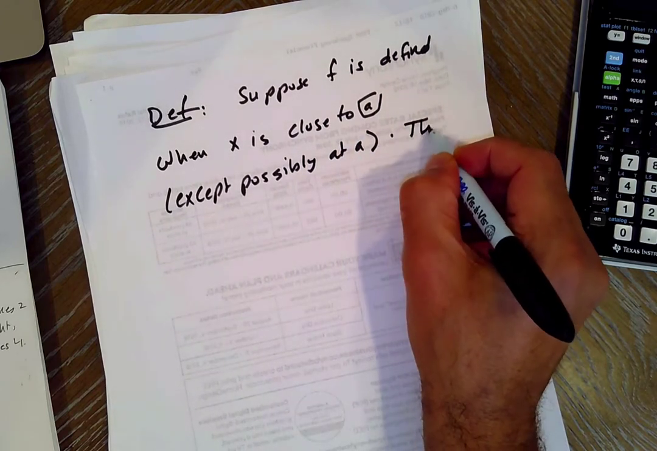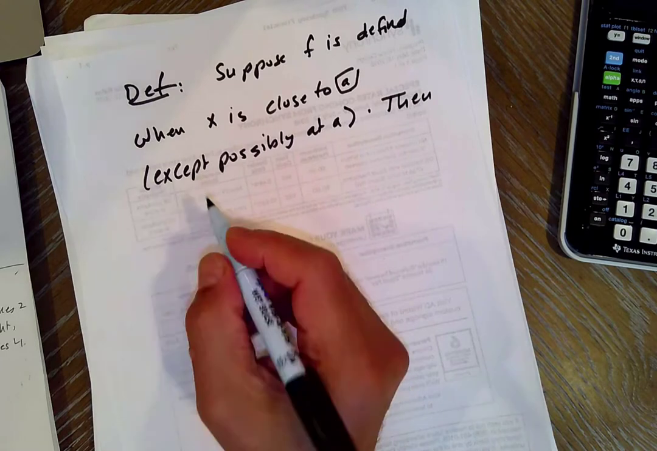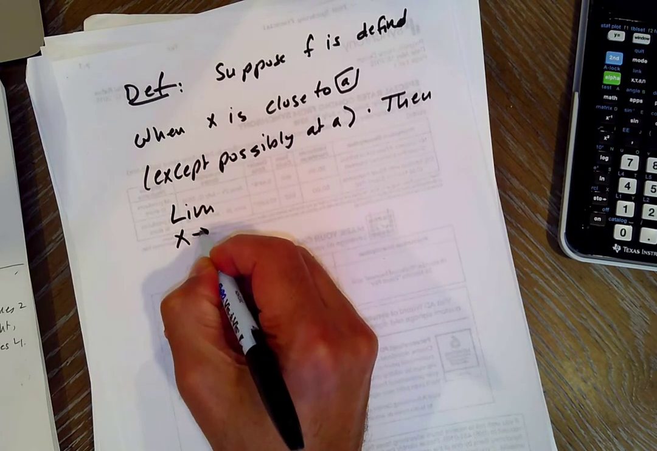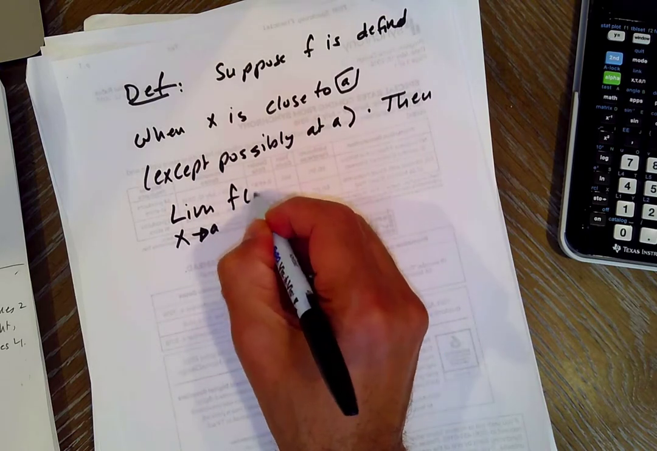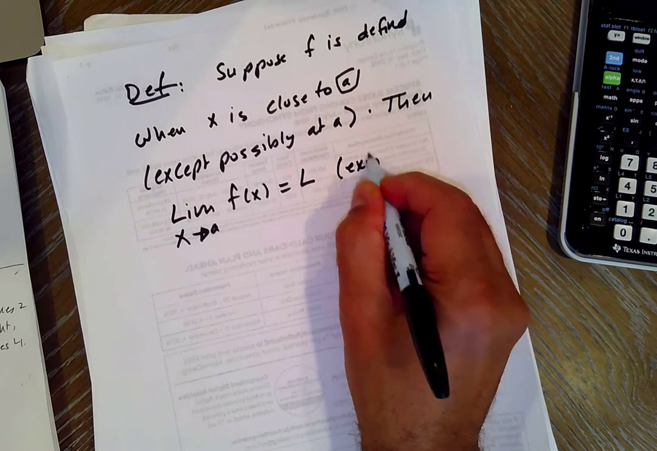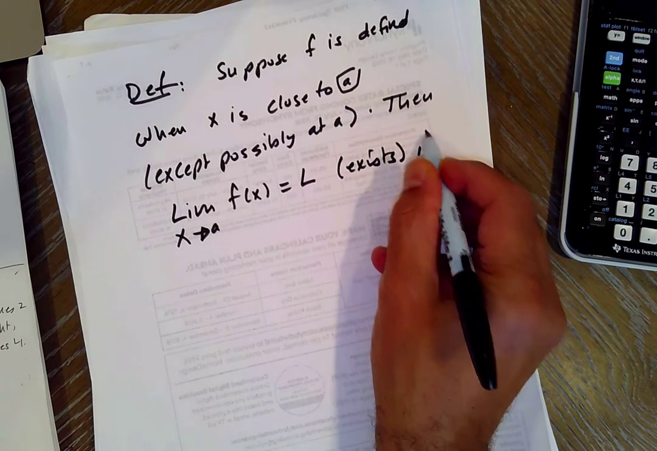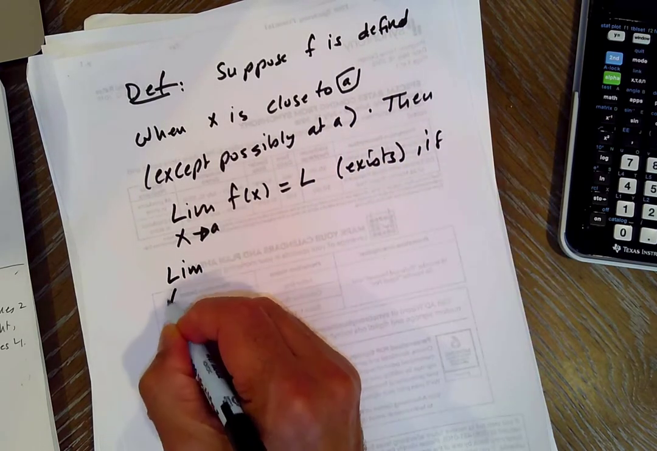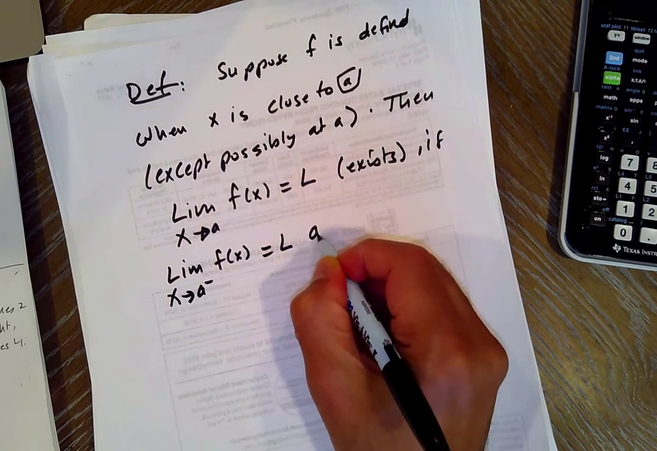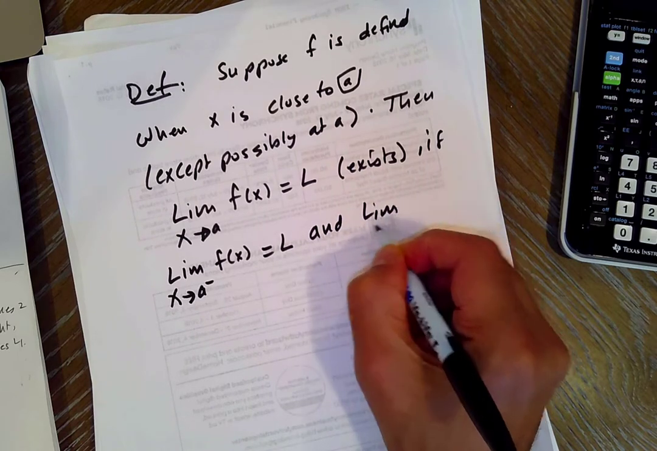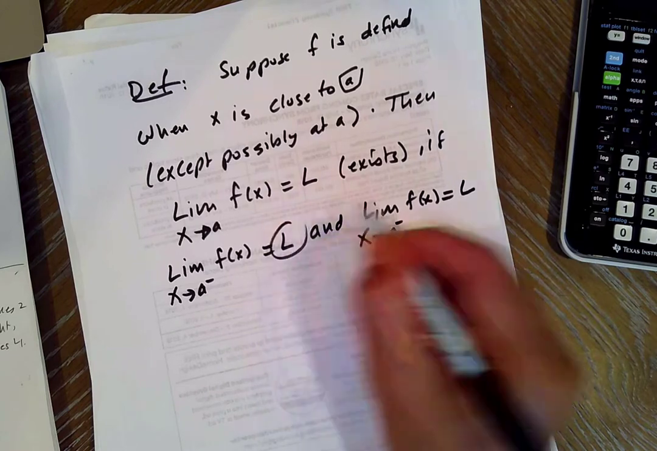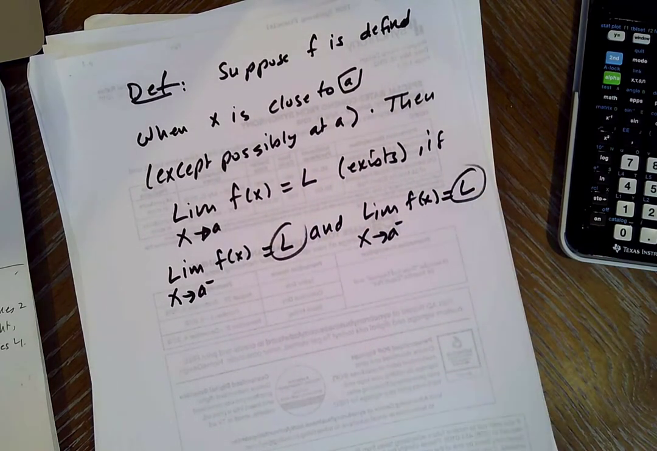Then the limit as x approaches a, which is 2 in our example, of f of x equals L, which was 4 in our example, exists if the left limit as x approaches a of f of x equals L, and the right limit exists. When we say exists, that means you have a value for it, and this value has to be the same as that value. Okay.